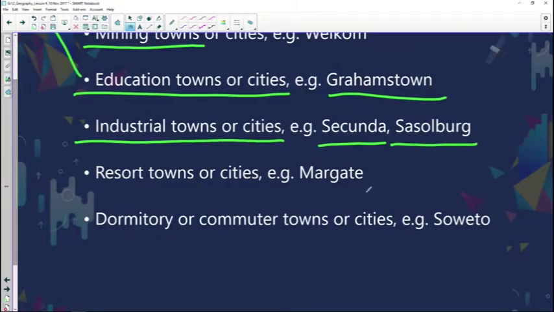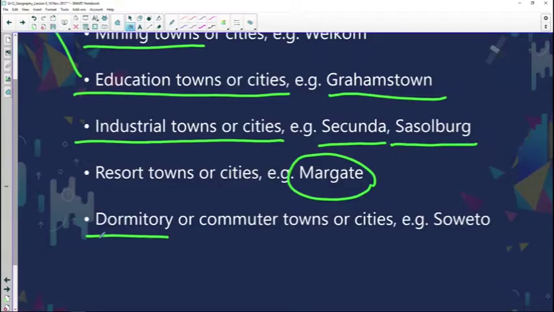Now, another example is resort towns. And the most popular example I can give you is Margate. A resort town is basically when people go to relax during holidays. Not much is happening in these towns throughout the year. But during school holidays, for instance, April, June, and December, there's an influx of people moving down to the coast to go and spend some time for the holiday. And Margate is a great example. So it's a specialized town.